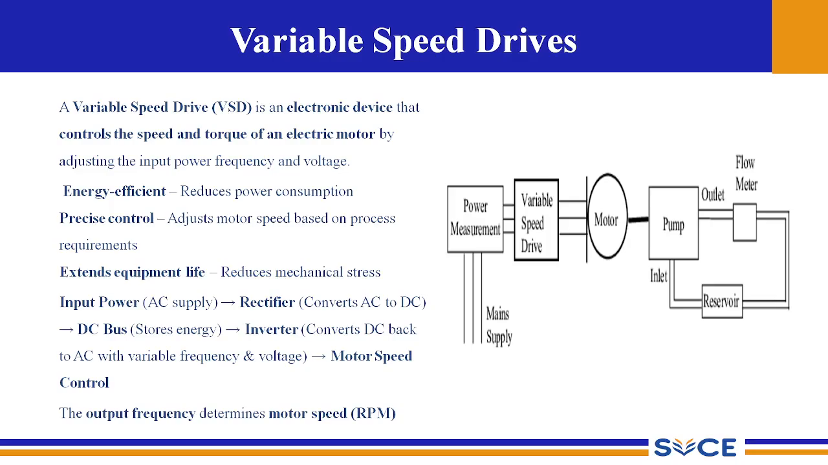The output frequency will determine the motor speed. So the variable speed drive will generate an output frequency to determine the motor speed. So depending upon the RPM, that is the rotations per minute of the motor, the pump operates to either increase the flow rate or to decrease the flow rate. So this is the functioning of the variable speed drive, which is an electronic device that is used along with pumps and turbines to control the speed and torque of the electric motor.